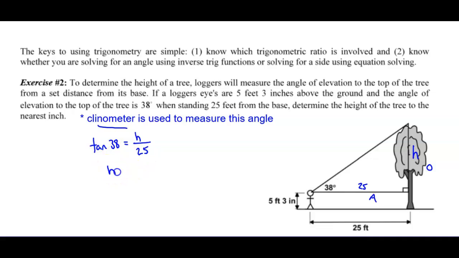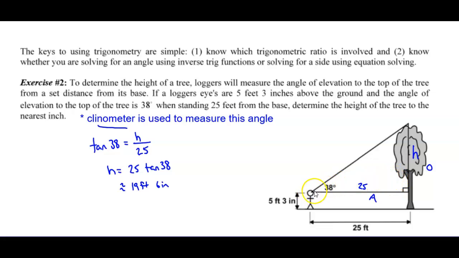So the height of this, or the h part of this tree, is 25 times tangent 38. That's my exact answer. So on the calculator, the approximate amount was 19.5. So we're going to go 19 feet 6 inches. Okay. Now that's this part of the tree, but I want to know the whole height of the tree.